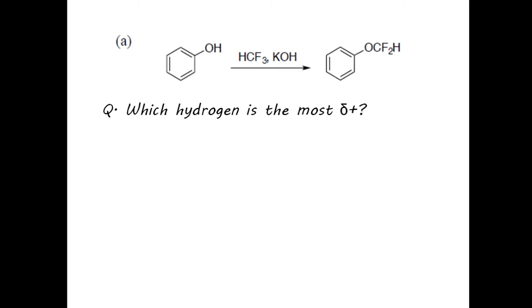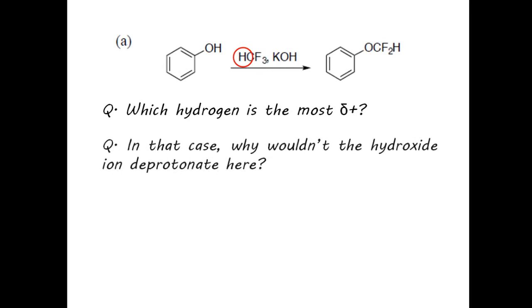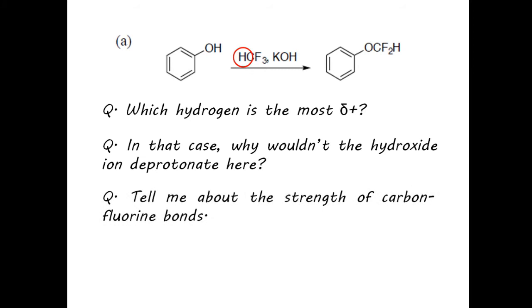First, can you tell me which hydrogen is the most delta positive? They should choose the one on the trifluoride and justify it in terms of electron withdrawing fluorides. Question. In that case, why wouldn't the hydroxide ion deprotonate here? They should conclude it does, not least because you've told them a different mechanism is at work. Question. Tell me about the strength of carbon-fluorine bonds.